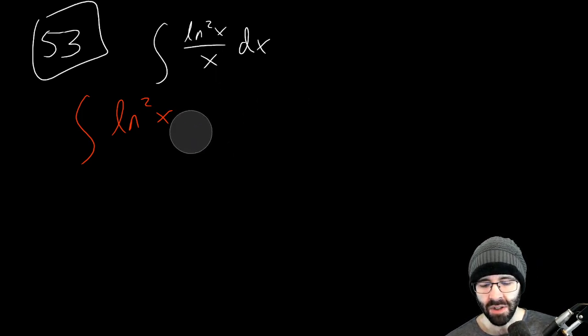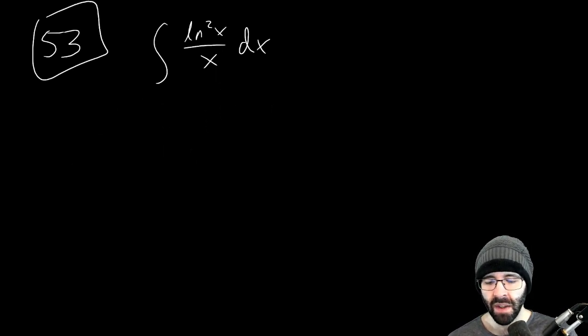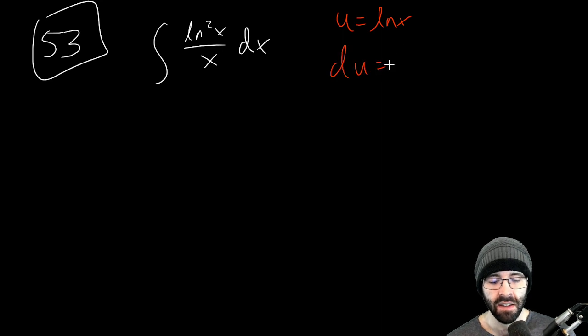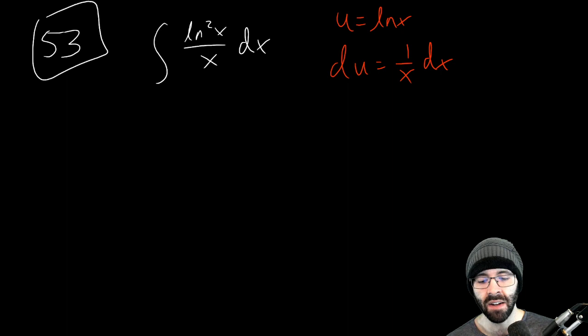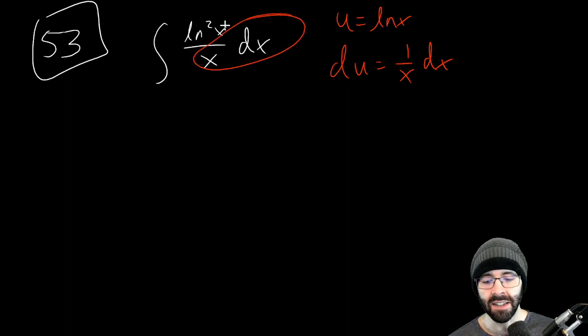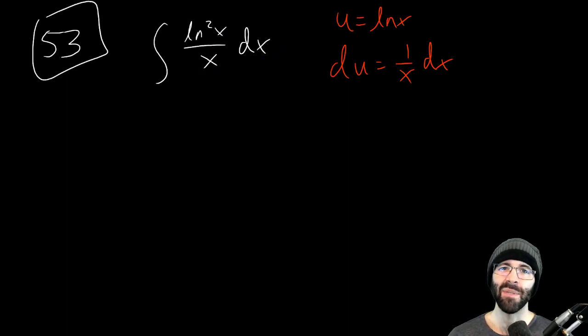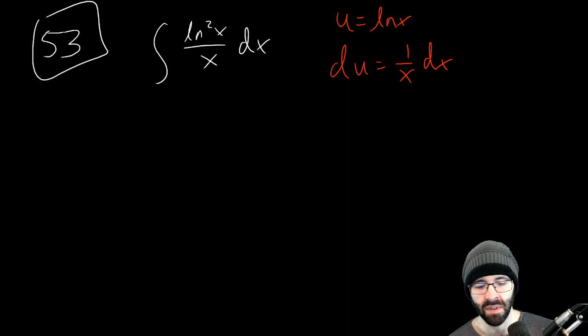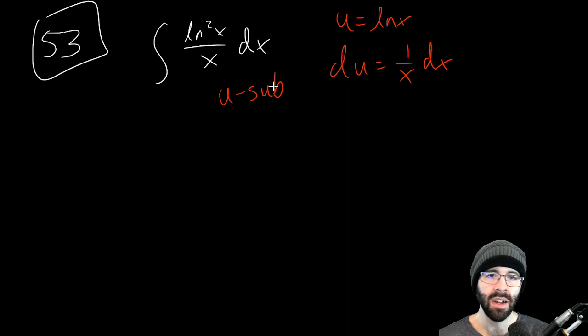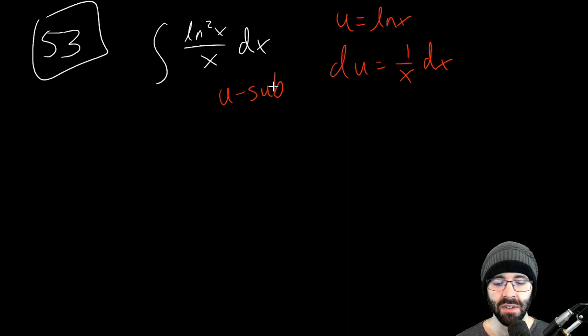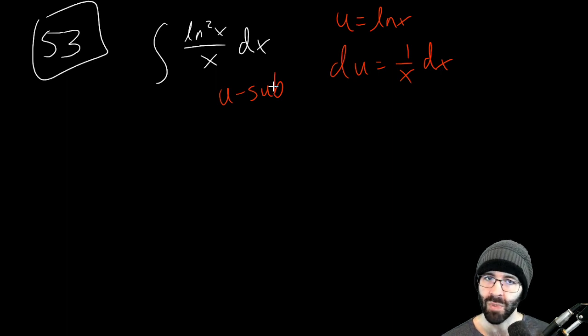But a u substitution could be. Why? Because if u is ln of x, du is 1 over x dx. That'd give us a u squared and a du. Yeah, a u substitution would work. So this in red is all I would need for an answer for this sort of question: u substitution, that'd be your u, that'd be your du. We'd be good to go.